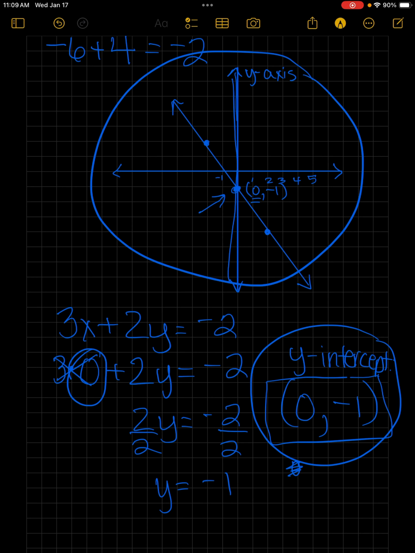Now, why do I make the x 0? Because if you look at this x where I'm writing all these lines, the y-axis is on the 0 of x. So I make x equal to 0, and all these numbers on the y-axis have x equals 0. Okay, I hope that helped you.